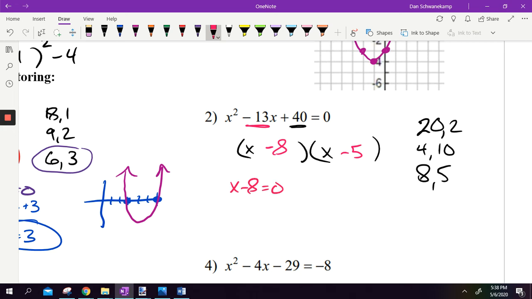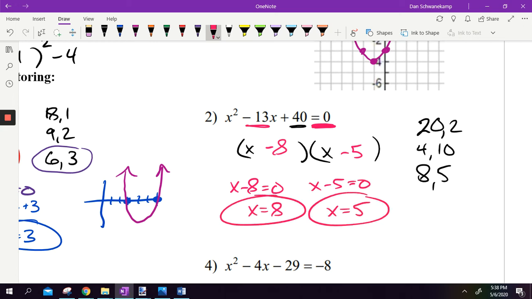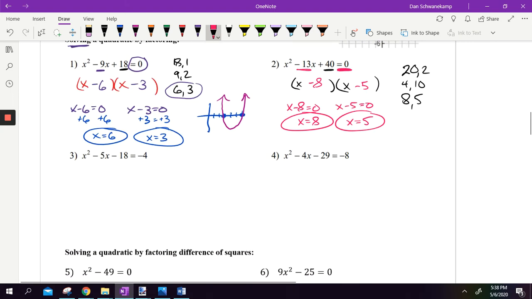Then I'm going to take each one and make it equal to 0. X is 8, x is 5. Those are my two solutions. That's where I'm crossing the x-axis.